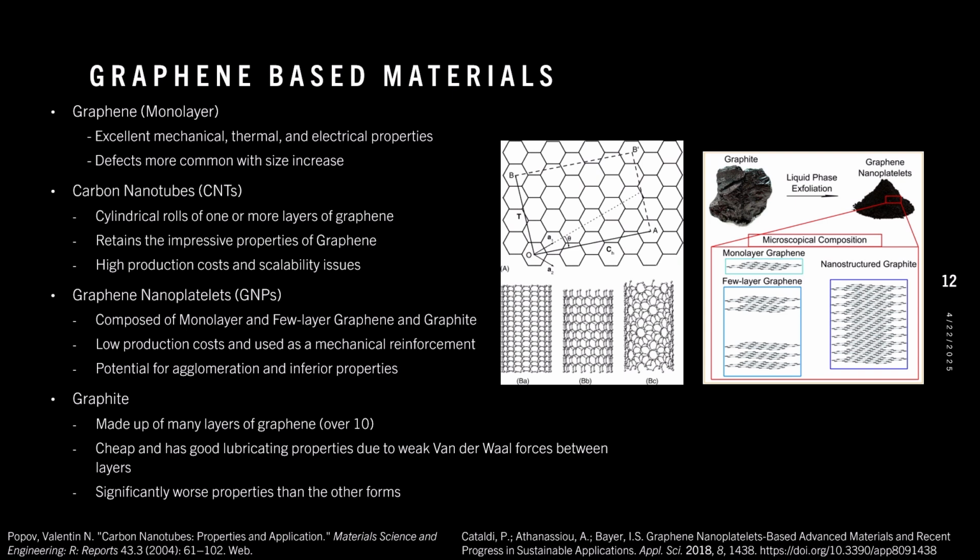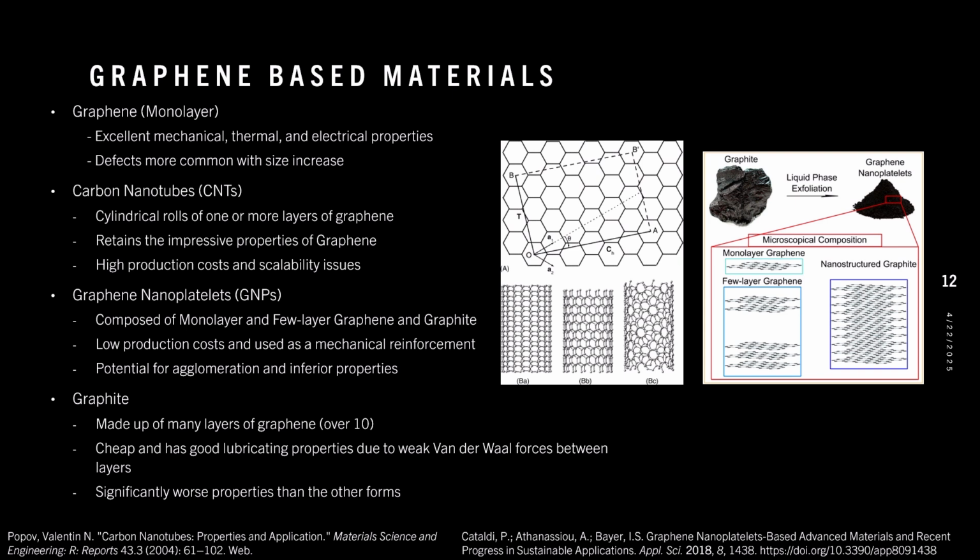Next is carbon nanotubes, perhaps the most famous form, which has rolls of single or multiple layers of graphene. This retains the impressive properties of graphene and increases applications. Carbon nanotubes are still a complex and expensive to produce form of graphene and has issues scaling the production.